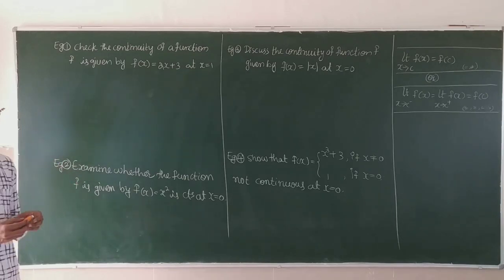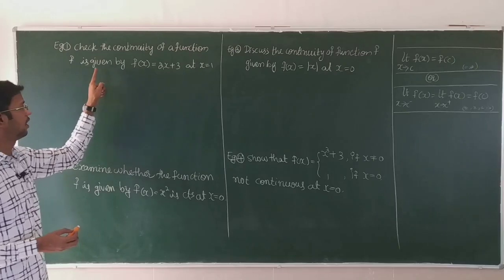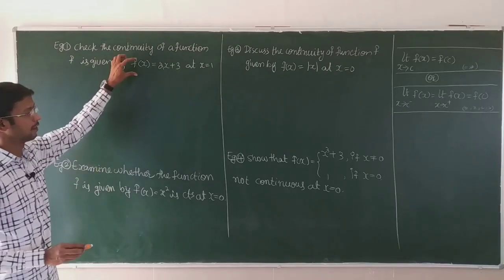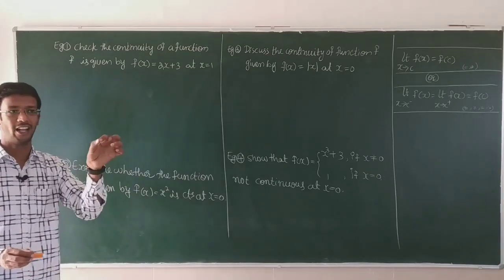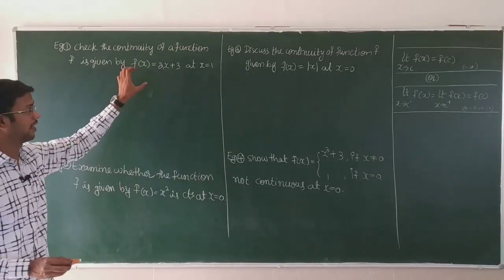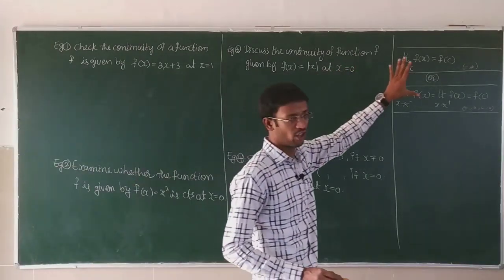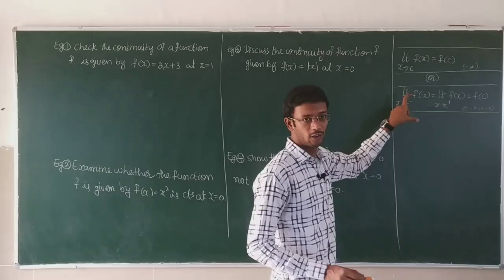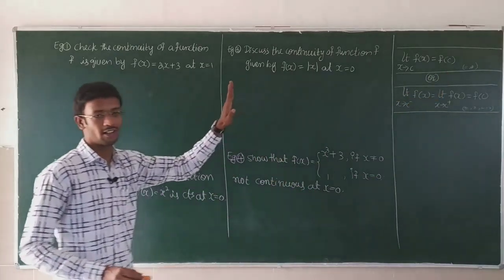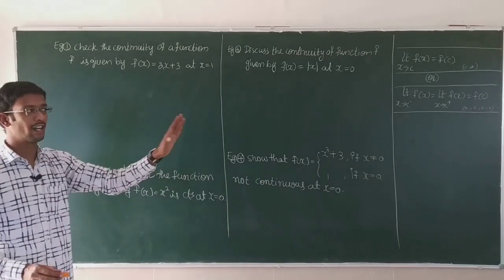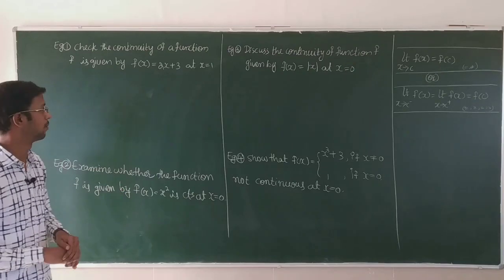Next, example 1. Check the continuity of a function f given by f of x is equal to 2x plus 3 at x is equal to 1. At x is equal to 1, we have to check whether it is continuous or not. We have two formulas, which I already mentioned. Either this one or this one we can use here. The first concept uses equal, not equal. The second uses less than or equal to, greater than or equal to. The concept LHL is equal to RHL is equal to f of c.